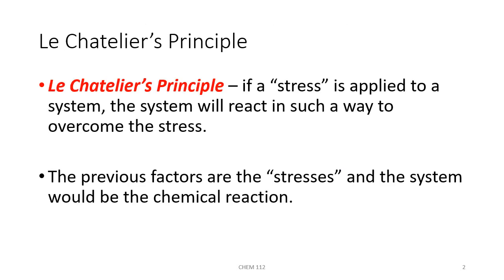Changing these factors is often referred to as Le Chatelier's principle. Le Chatelier's principle says that if a stress is applied to a system, the system will react in such a way to overcome that stress. Those previous four factors that we talked about are stresses. Our system would be the chemical reaction. So if we add something, remove something, change pressure or volume, add heat, remove heat, however we stress our reaction, the reaction will overcome that in such a way. And however it overcomes it will determine if it adjusts by making more reactants or if it adjusts by making more products. And this is how we alter that position of chemical equilibrium.